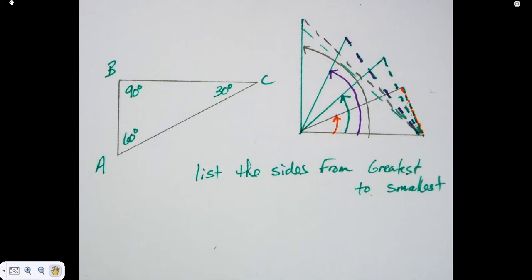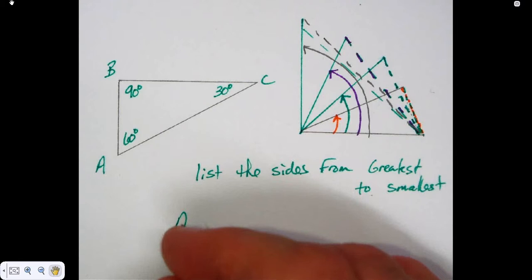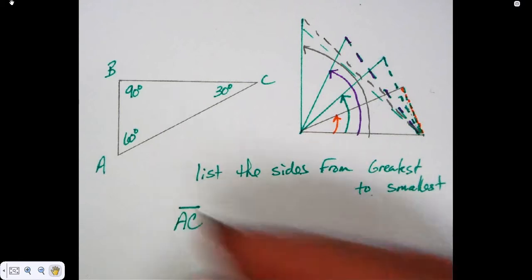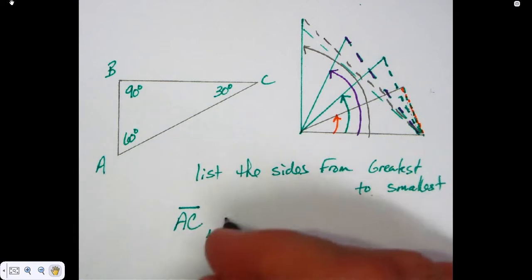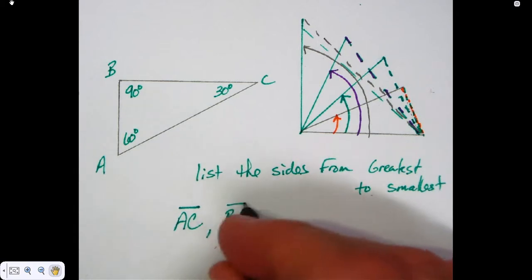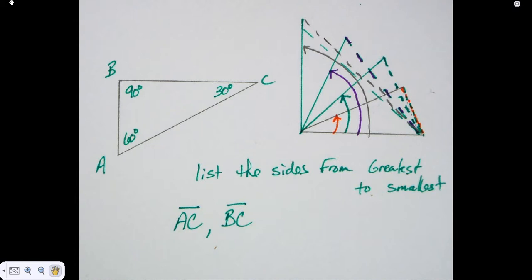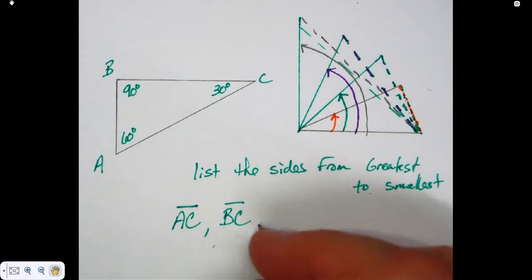What do you guys think? What is the largest side? So I would say AC, and then I would put a segment bar above it, correct? What is the next largest side?